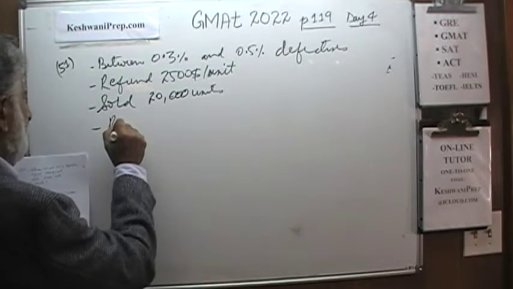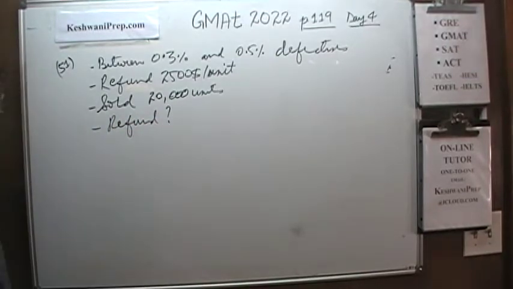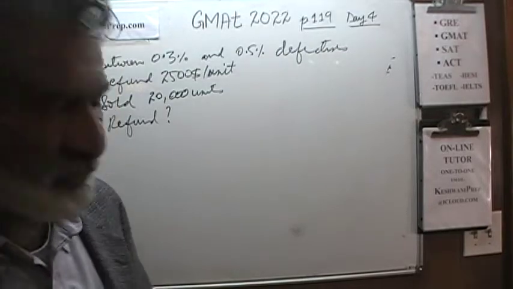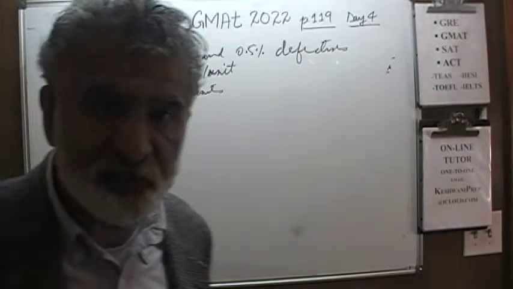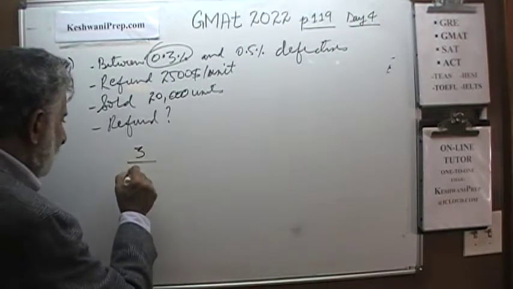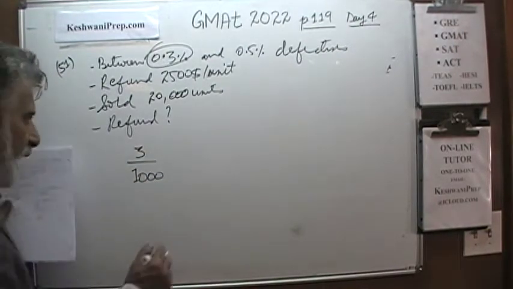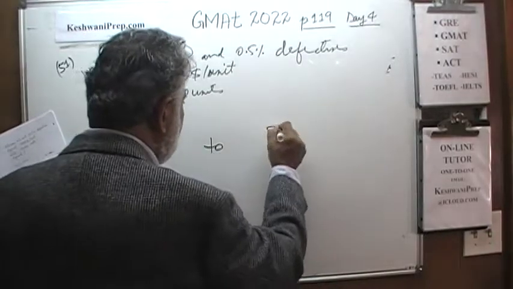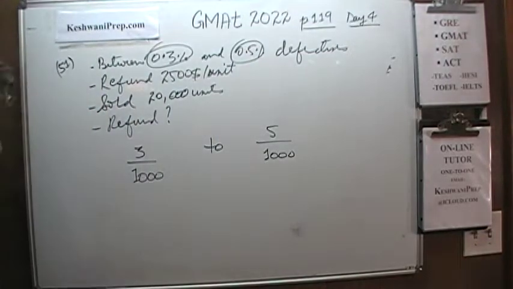The question simply is, how much do we expect to give in refund? What's the range of it? Let's find out. 0.3% means 3 out of 1,000. So 3 out of every 1,000 we expect to be defective. And the higher end is 5 out of 1,000, because it's 0.5%.